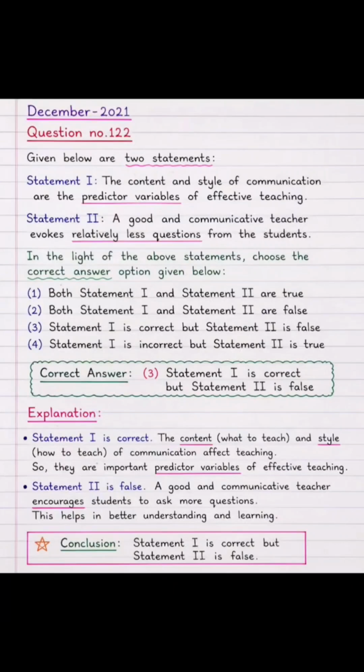There are two statements about communication and teaching. Statement 1. The content and style of communication affect effective teaching. Statement 2. A good teacher gets fewer questions from students. Now choose the correct answer. So the correct answer is option 3. Statement 1 is correct, but statement 2 is false.